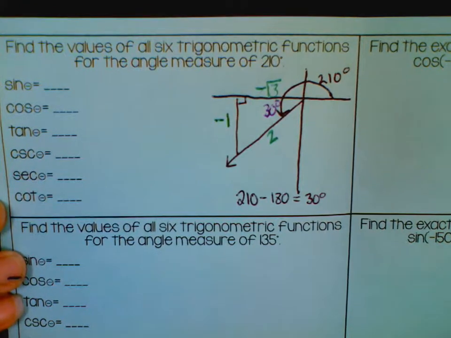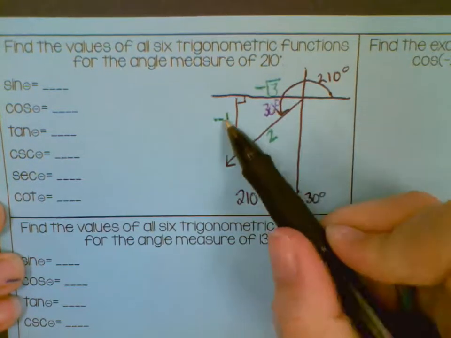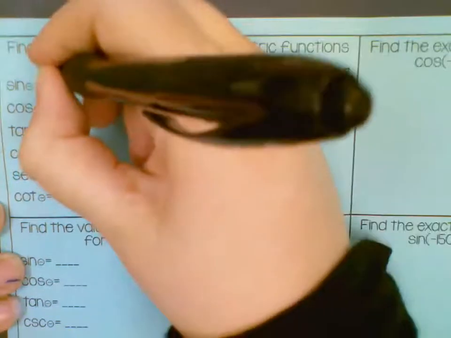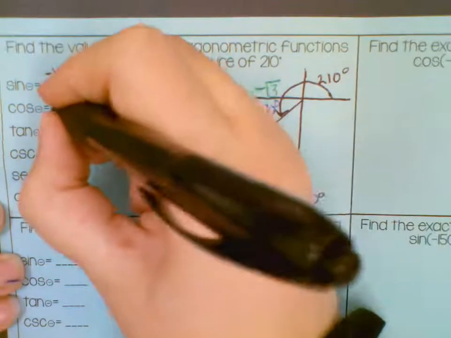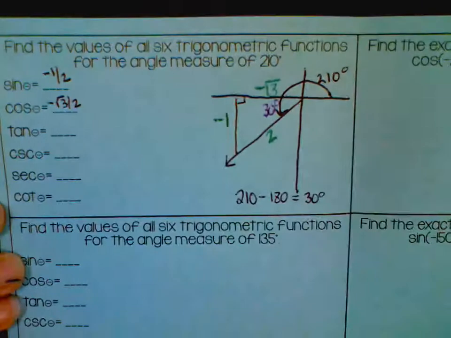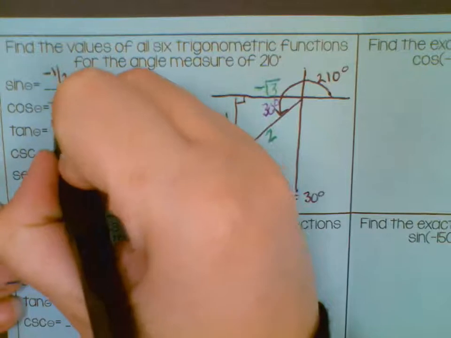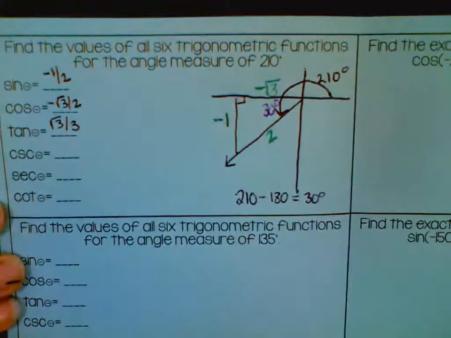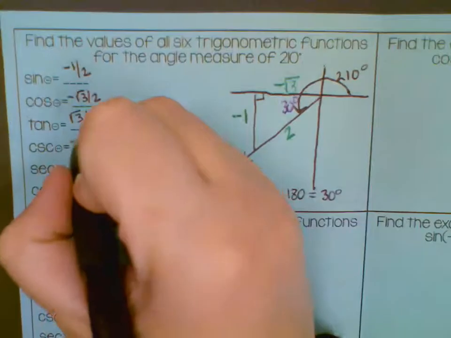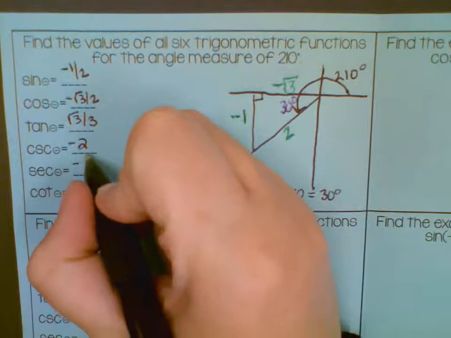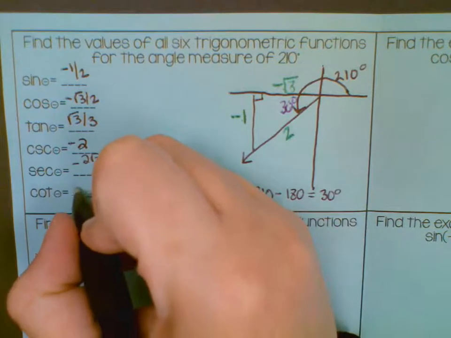So now from that, we can find our sine, cosine, and all of our values using our picture. So the sine of 30 is opposite over hypotenuse, so -1/2. The cosine is adjacent over hypotenuse, so -√3/2. Tangent is opposite over adjacent. We'd have to rationalize, so we would end up with √3/3. And then we would just flip those to get our other values. So we would have -2, -2√3/3, and √3.